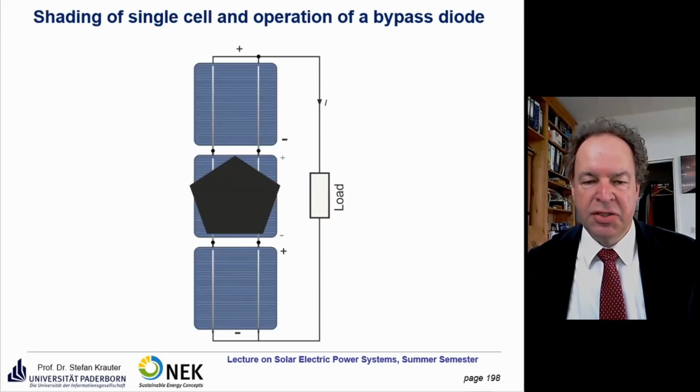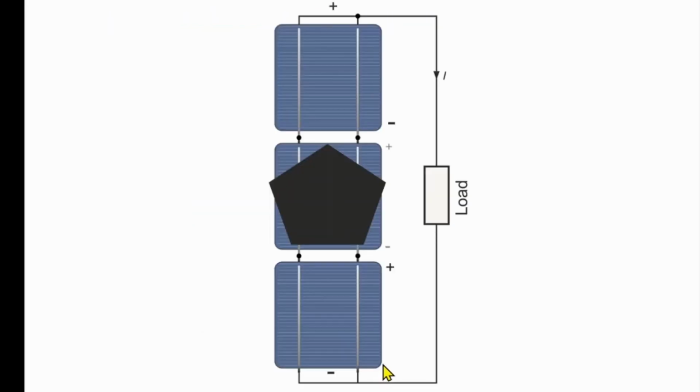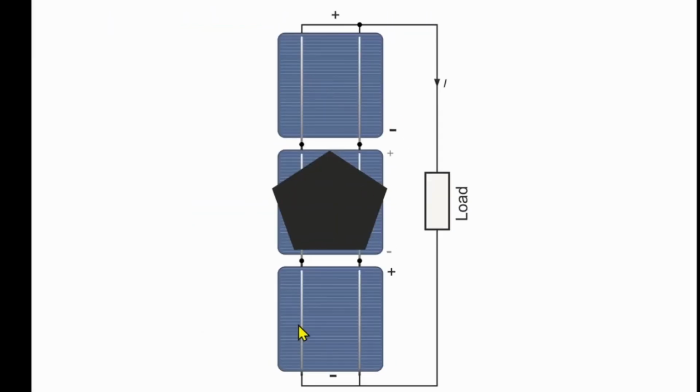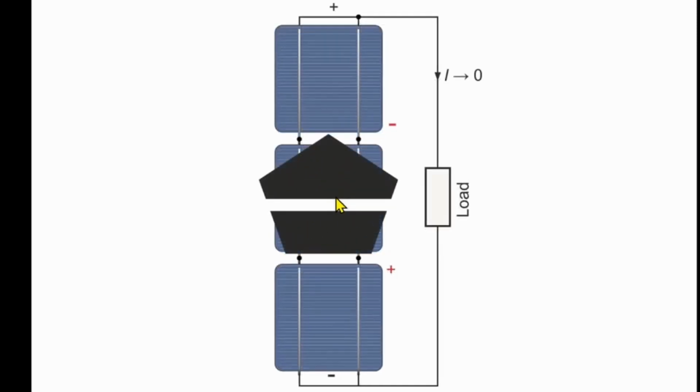Here again, not 36 cells, but 3 cells only, to show that. So we have here 3 cells interconnected in series. So each is plus minus, plus minus, plus minus, and so on. And the voltage is 3 times the voltage of each cell. Now we have the shaded condition. That means the current here is drastically reduced. Here even more so.